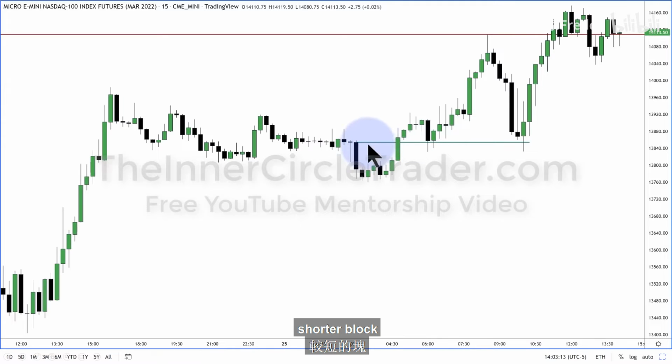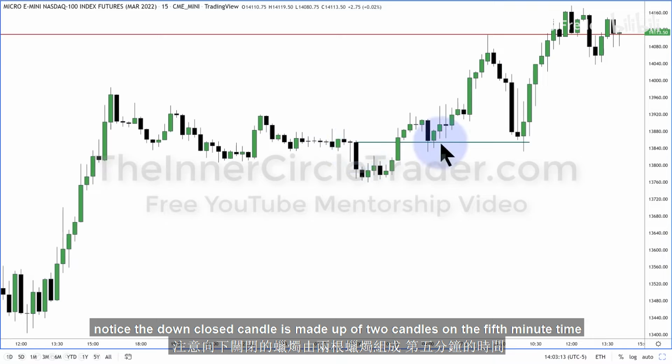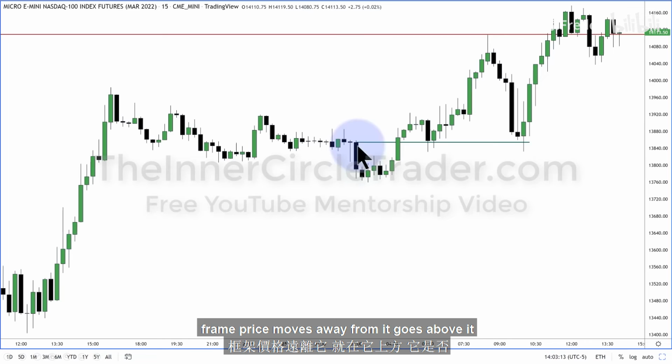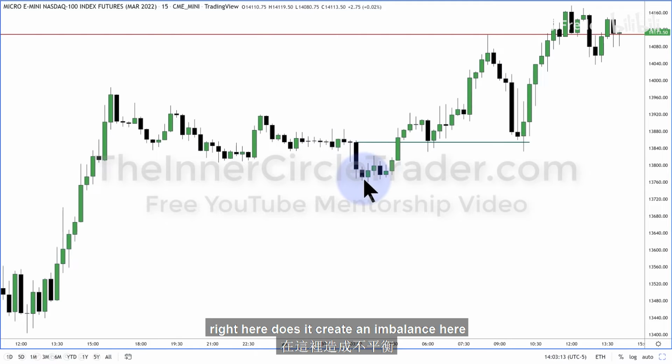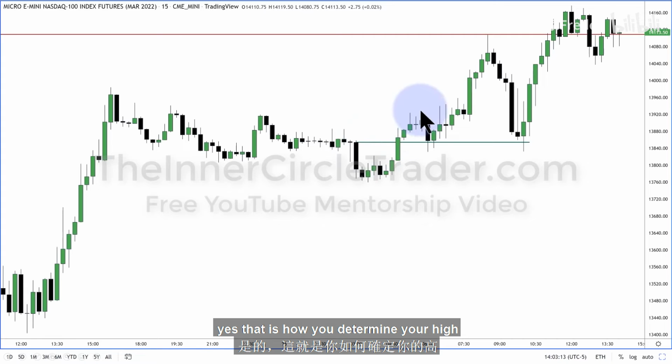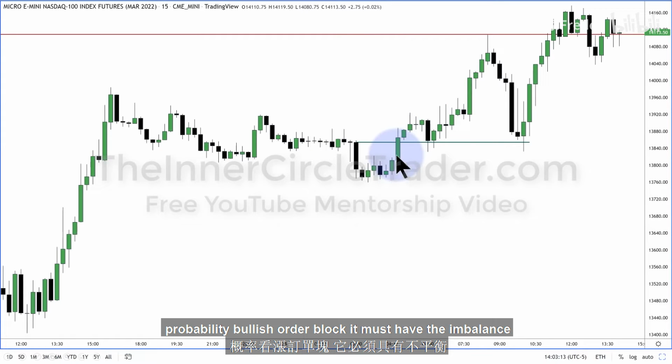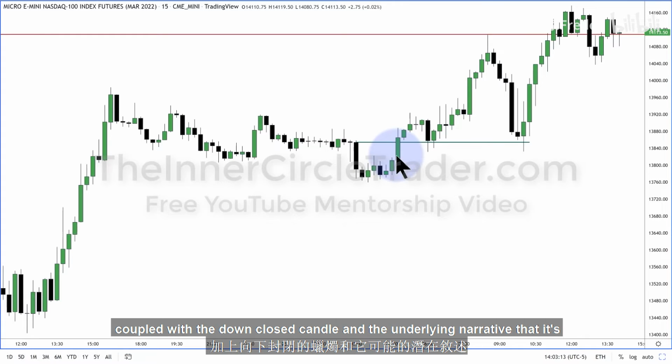Or above it, rather. Here's that hourly down close candle, which is a bullish order block. Notice the down close candle is made up of two candles on the 15-minute time frame. Price moves away from it, goes above it right here. Does it create an imbalance here? Yes. That is how you determine your high probability bullish order block.